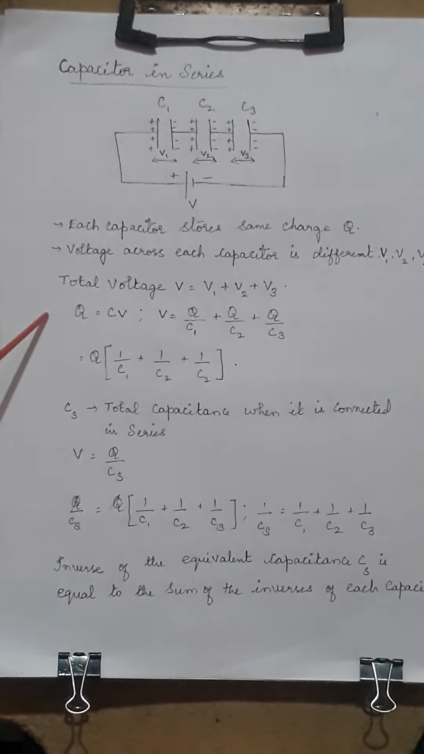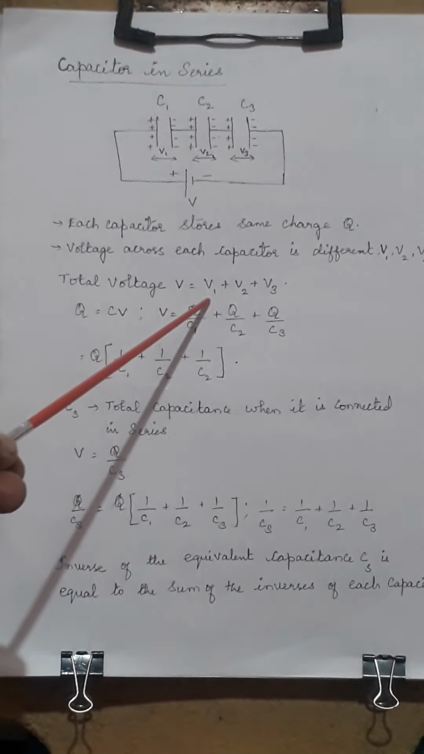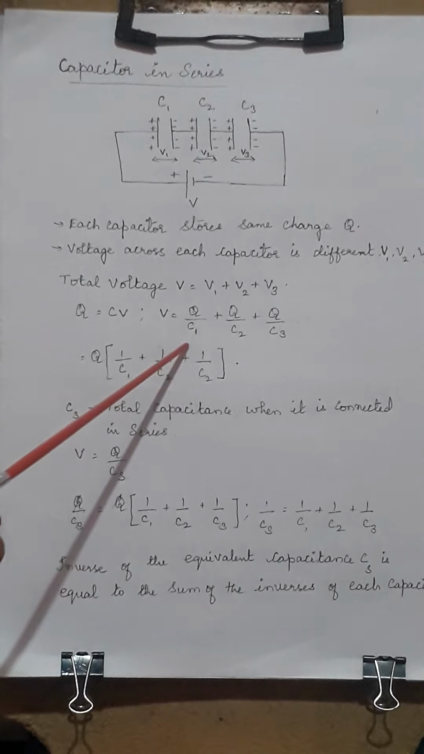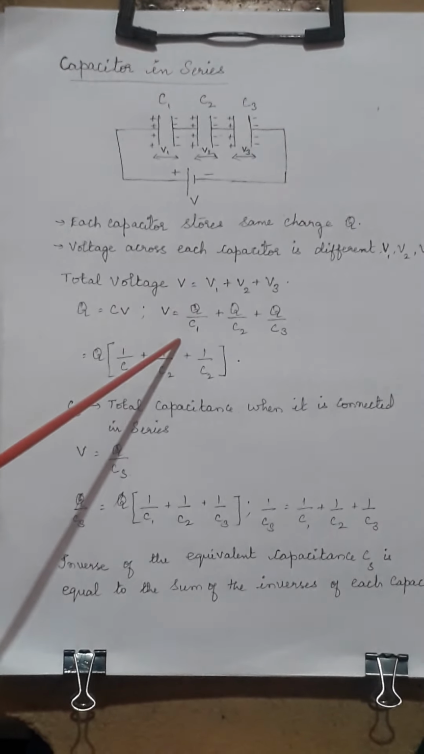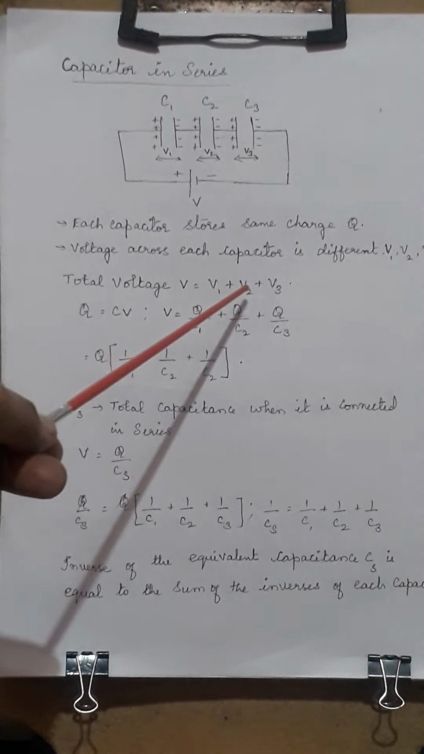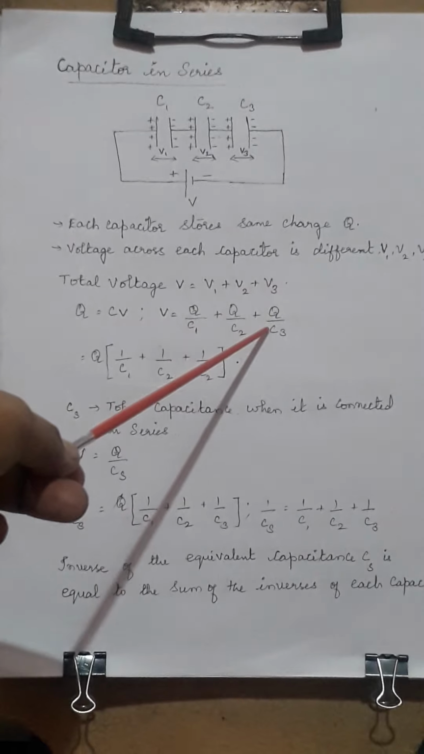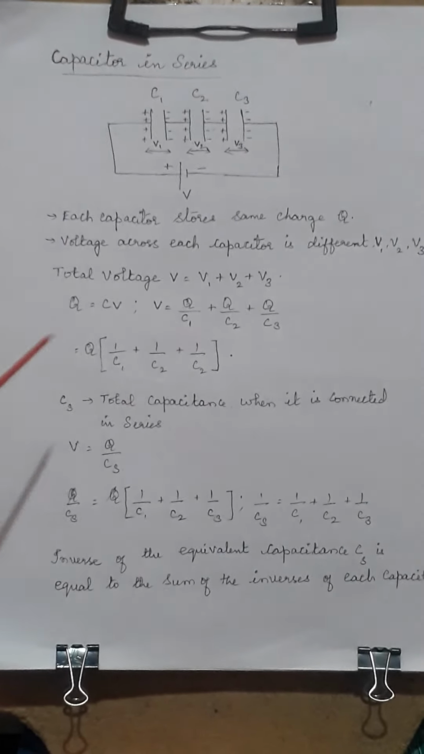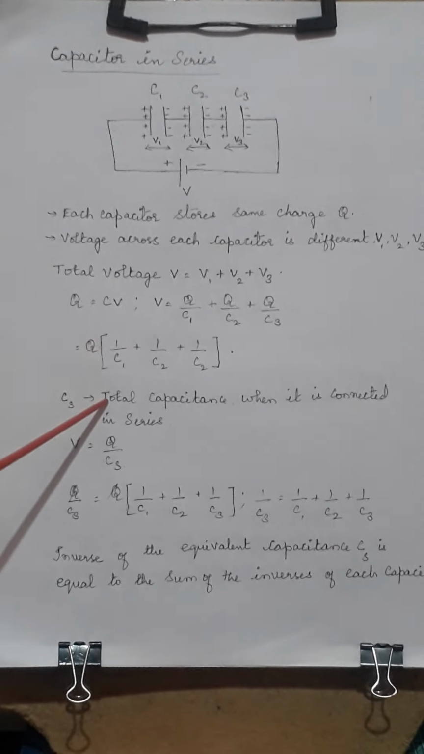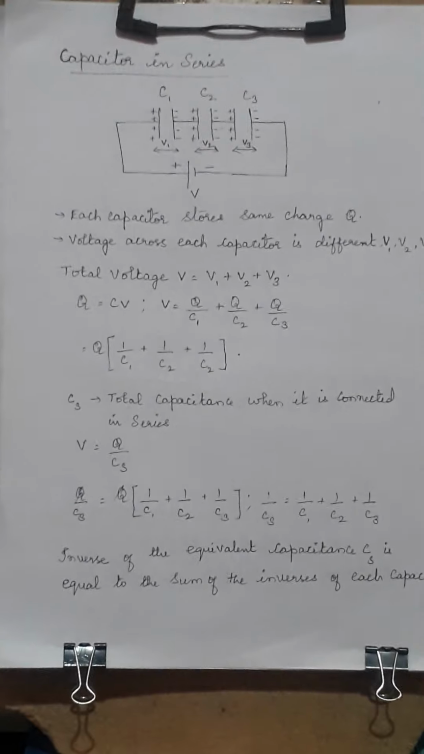We know that Q is equal to C into V. So in place of V1 I can write Q by C1, because Q is a constant. Then in place of V2 you get Q by C2, and in place of V3 you get Q by C3. Q can be taken out as a constant, so V is equal to Q times 1 by C1 plus 1 by C2 plus 1 by C3.